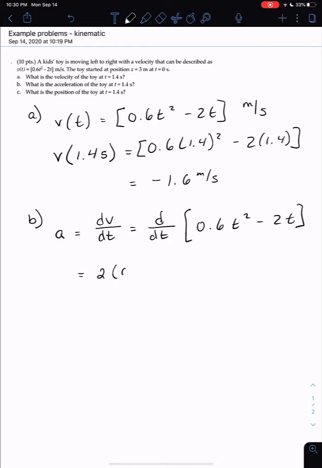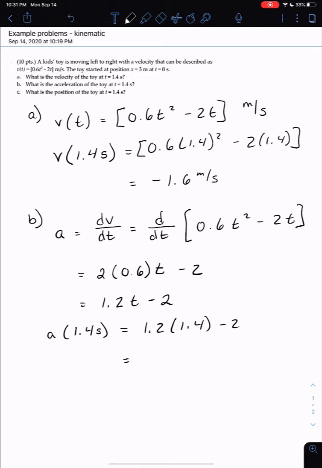So that'll give me 2 times 0.6 times t minus 2, or 1.2t minus 2. Now, if I want to go through and figure out what the acceleration is at time 1.4 seconds, then I simply plug that in. And I find the answer is going to be negative 0.32 meters per second squared.